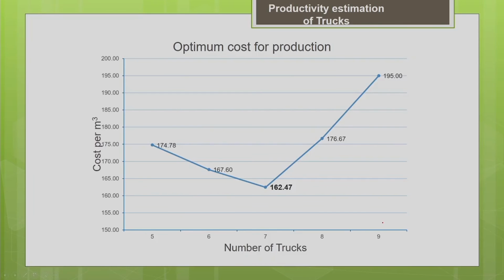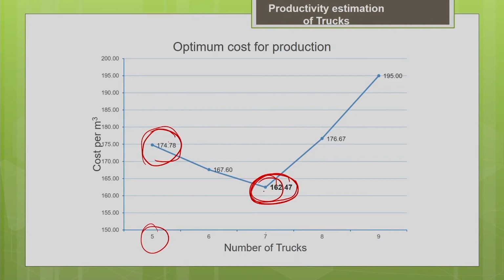Okay. So graphically you can see this. When the number of trucks is less, your unit production cost is higher than the optimum value. You can see the optimum value is for 7 trucks, where the unit production cost is 162.47. But when you go for 5 trucks, you can see that the unit production cost is higher than the optimum value.